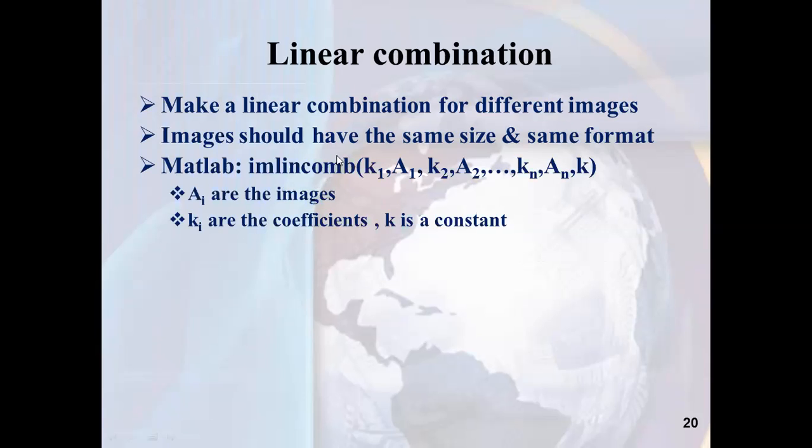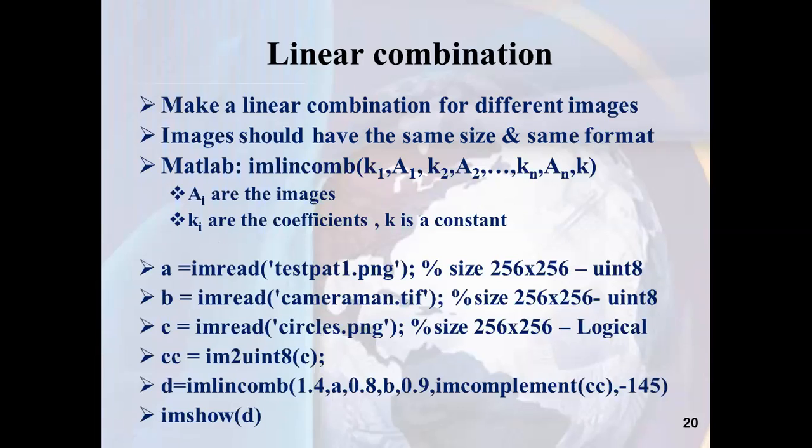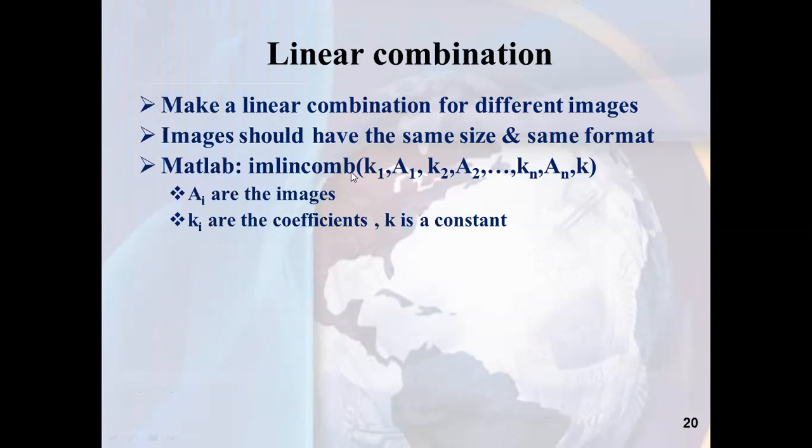The linear combination means K1 A1, K2 A2, K3 A3 until Kn An, and K, where the Ai are the images. We can combine different images, and the Ki are constants. The formula is K1 times A1 plus K2 times A2 plus K3 times A3 until Kn times An plus K, which is a constant K, to obtain another image.